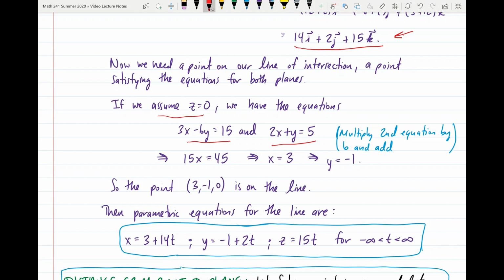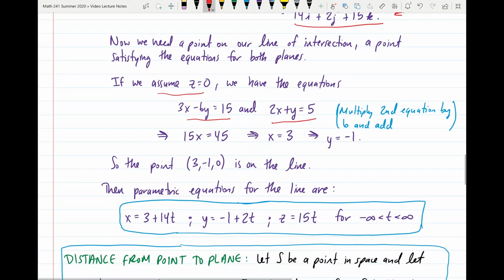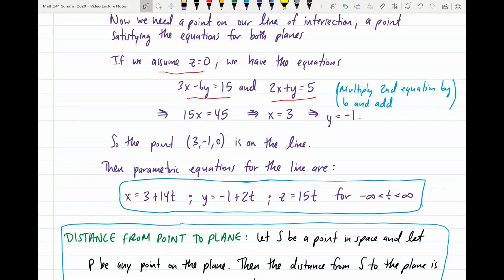Now this is just a system of linear equations. We have two equations and two unknowns, and we want to solve for both of those unknowns. If we multiply our second equation by 6 and then add the two equations together, the y terms cancel, and we end up with the equation 15x = 45, which implies that x = 3. After we know that x is equal to 3, we can plug it back into either one of the equations up above, and we find that y = -1.